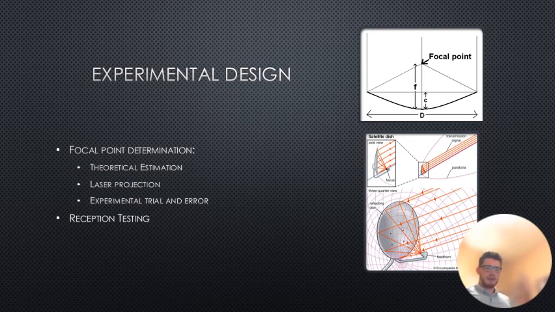The first experiment that I designed was to determine the focal point. I found an equation for the theoretical focal point of a parabolic reflector, and I plugged in my dimensions, but because of the nature of it being fabricated by hand, there are some inconsistencies, so the theoretical focal point is not necessarily where the actual focal point is.